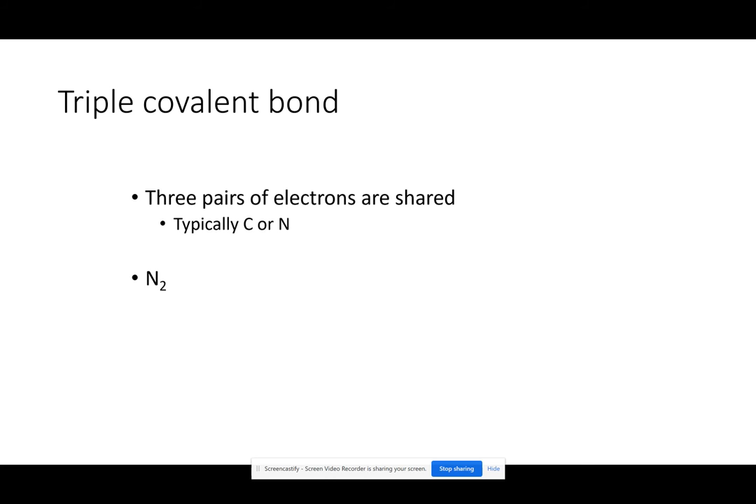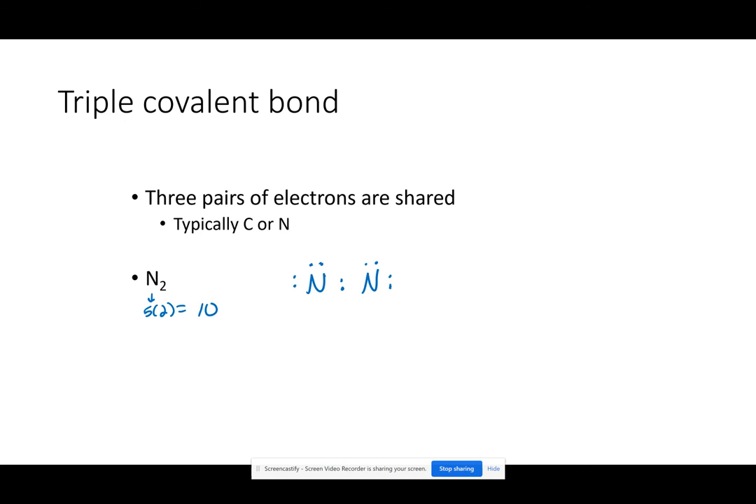Triple bond, even fewer things will triple bond. Typically only carbon and nitrogen will triple bond. So let's do diatomic nitrogen here. Nitrogen has 5 valence electrons. There's 2 nitrogen, so I can use 10. Start by single bonding 1 nitrogen to another nitrogen. That's 2, 4, 6, 8, 10.